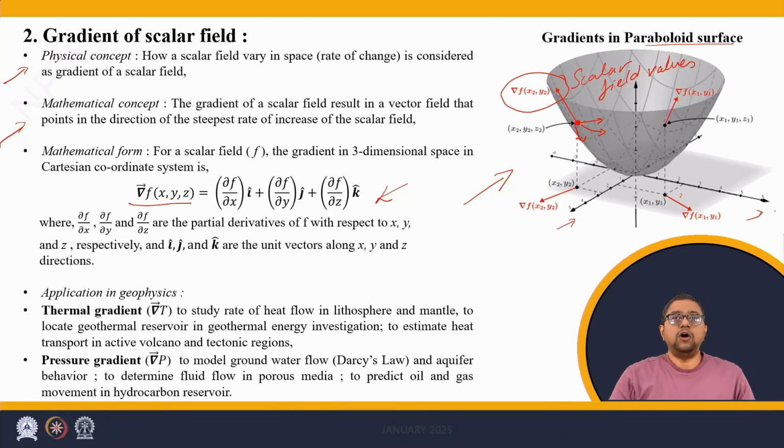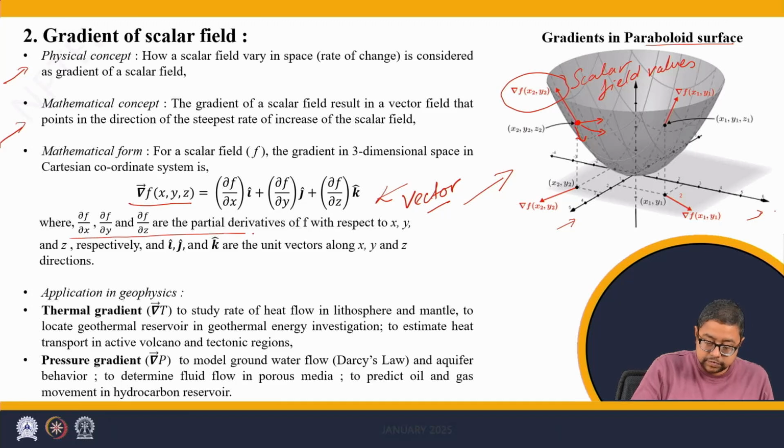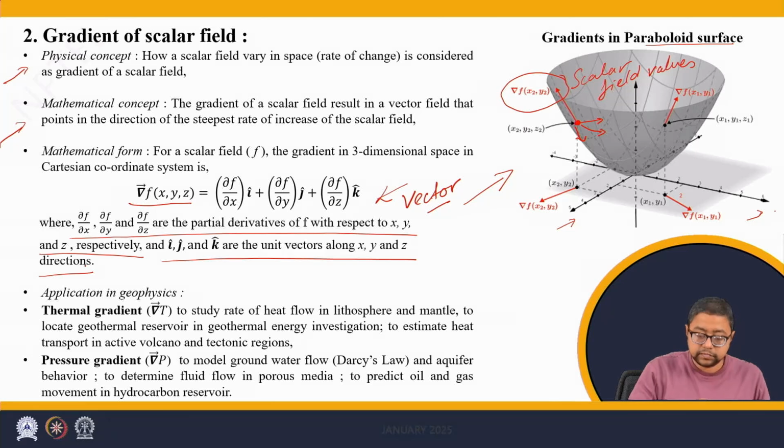The gradient operator in Cartesian coordinates is defined as the partial derivatives of the scalar with respect to individual axes such as x, y and z for the respective components. This results in the gradient vector. Now this is the mathematical form.